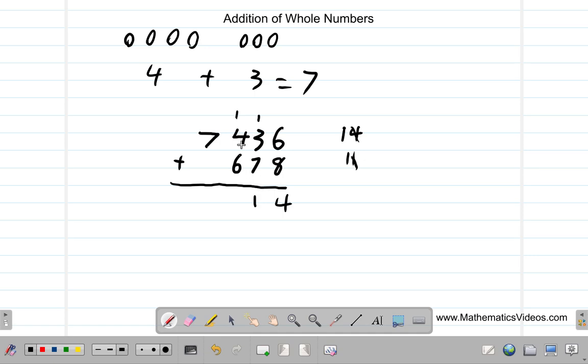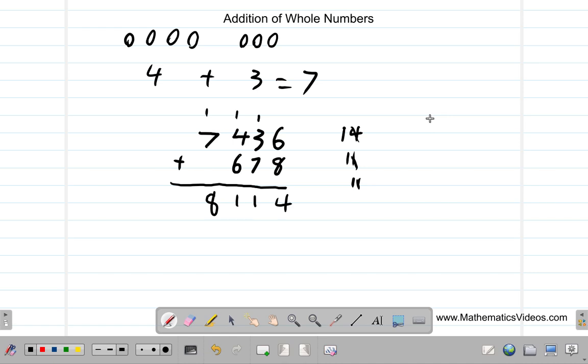So 6 and 4, 10 and 1, 11. You have 11 again. Bring down this 1, carry this 1 over here. So 7 and 1, 8. Alright? So you basically have 8,114. Now, that's the algorithm. Now, we want to see the principle behind it.